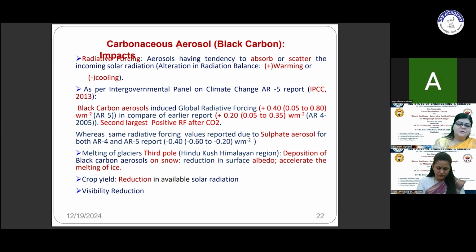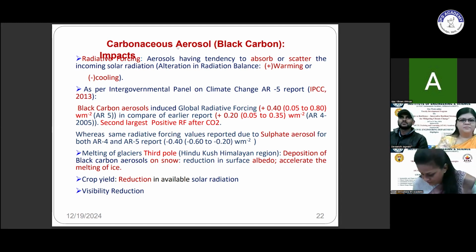This field of black carbon aerosols is very important nowadays, and researchers should focus on this also. Then melting of glaciers, the third pole, the Hindu Kush Himalayan region: deposition of black carbon aerosols on snow reduces the surface albedo, and it will accelerate the melting of ice. The black carbon aerosols deposit on the glaciers, and it will accelerate the melting of ice also.